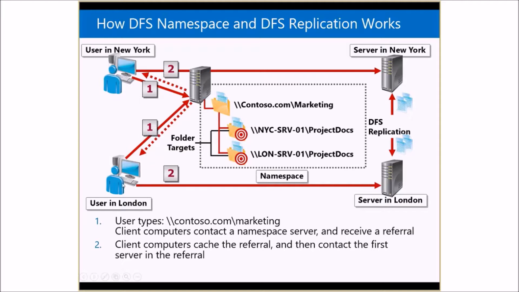Okay, so in this case, I'm accessing the same namespace. It's not a different namespace. It's exactly the same namespace. But because DFS recognizes I'm in London site, I'll be redirected to my local server, which means I can access it at LAN speeds, gigabit or more, rather than through WAN speeds, in this case from London to New York, probably through the Atlantic trench with whatever connection they have in there.